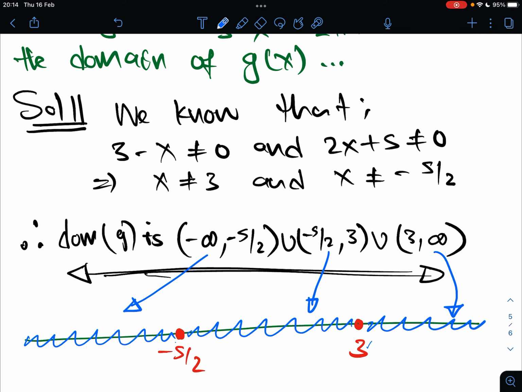And when we go to the other side of 3, we go from 3 then to infinity, because these are negative infinity here and a positive infinity there. So this is exactly how you get to find the domains. You see that? These are things that you should get used to.